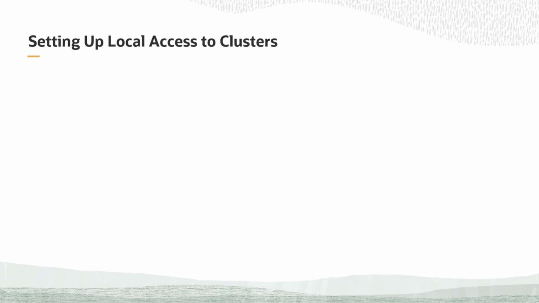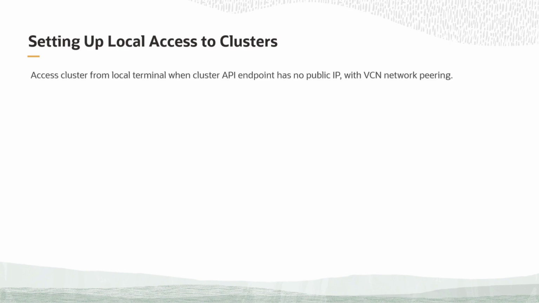Let's look at setting up local access to the cluster. Picture this. Your cluster's Kubernetes API endpoint lacks a public IP address. No worries, you can still access it from your local terminal as long as your network is paired with the cluster's VCN. Now let's talk security.